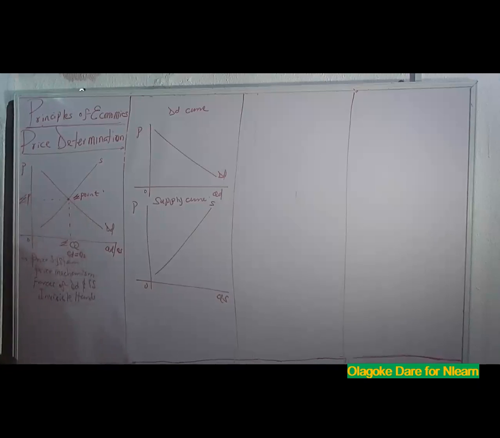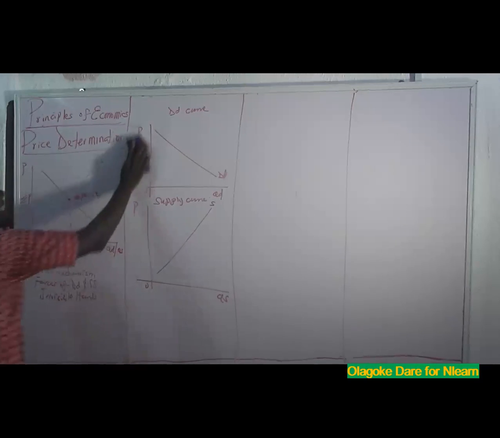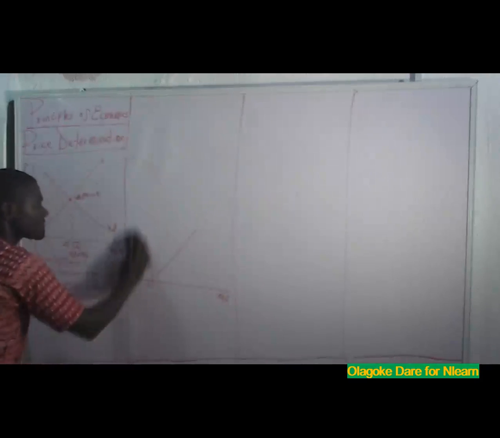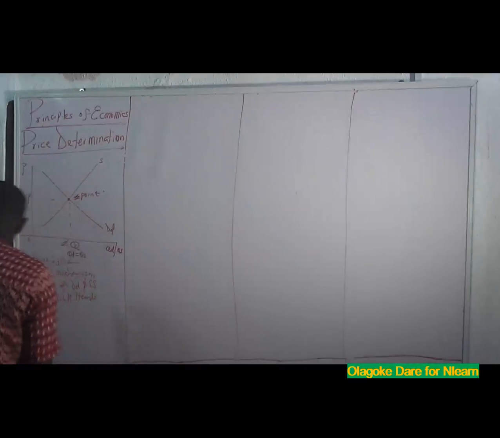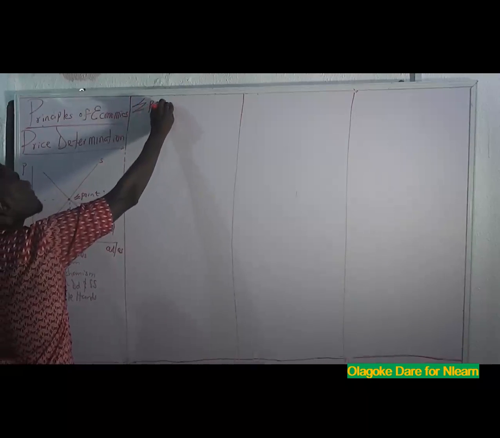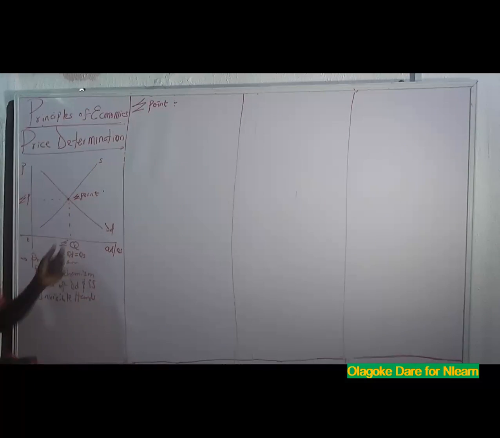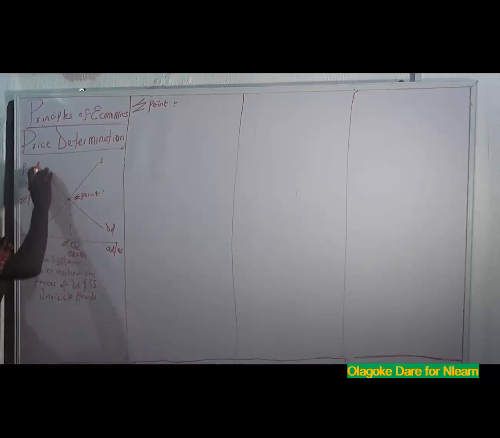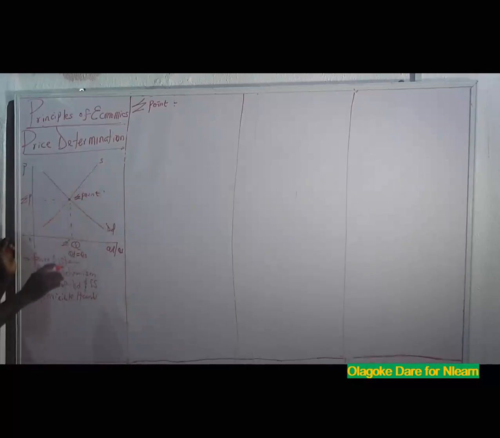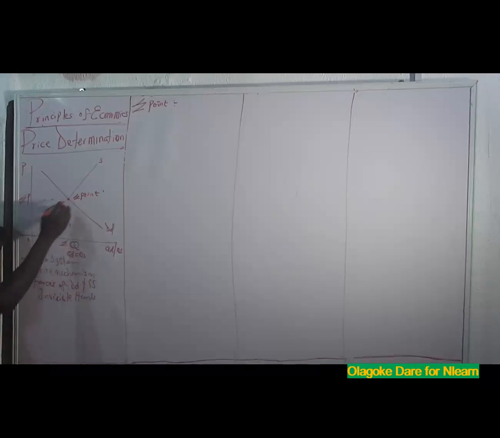Now, we have 3 things on the board: equilibrium point, equilibrium price, and equilibrium quantity. We need to know them to help us understand everything under price determination. The first is equilibrium point. What is equilibrium point? Equilibrium point is a point on the graph where the demand curve and supply curve are equal. This is my equilibrium point.